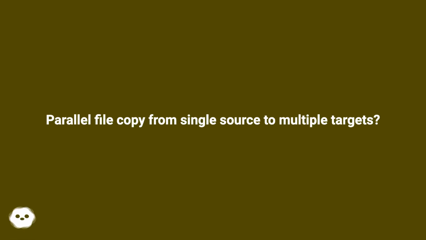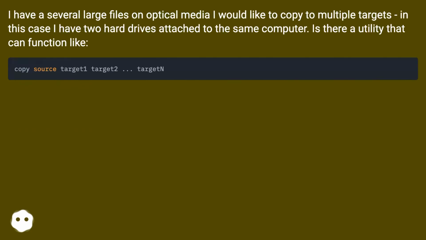Parallel file copy from single source to multiple targets. I have several large files on optical media I would like to copy to multiple targets. In this case, I have 2 hard drives attached to the same computer. Is there a utility that can function like this?